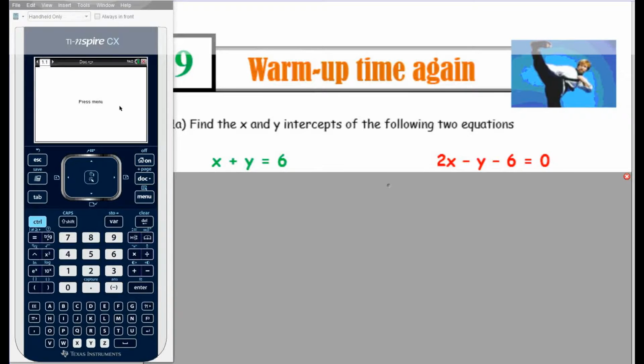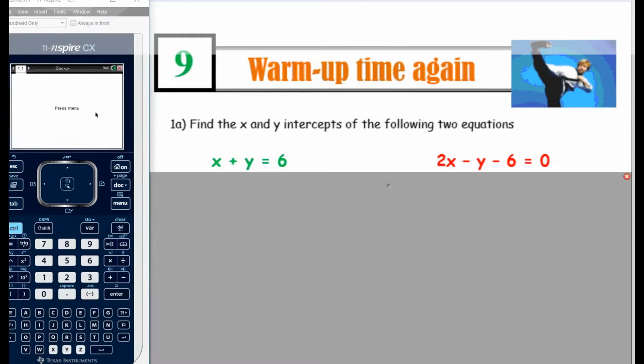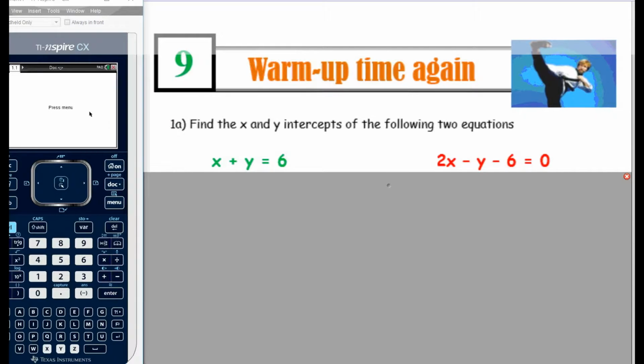on using the TI-Inspire calculator to check your answers and to find where two lines intersect and to find x and y intercepts. We're going to start with a warm-up of some previous material. So warm-up time again. Find the x and y intercepts of the following. Notice that it's not in the regular gradient intercept form, but even if it was, this is a good way to do it.